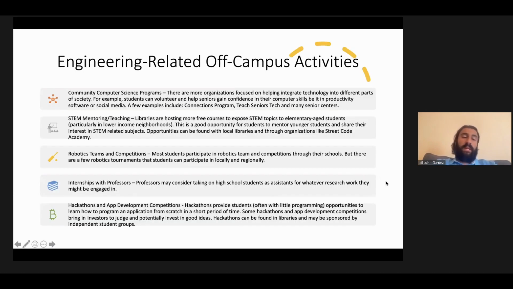If you're interested in engineering, there are lots of community computer science programs and things like teaching tech to seniors, working with students who, let's say, are non-native speakers of English, working with folks in low-income areas is really great. Also STEM mentoring and teaching is really great. So your ability to mentor and teach students, particularly from lower income backgrounds, is great. As I mentioned before, there are lots of robotics competitions out there, so look into opportunities to showcase your robotic skills. And then, similar to what I mentioned before, hackathons and internships with professors are also really great ways to showcase your interest in engineering off campus.